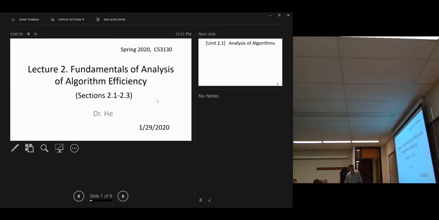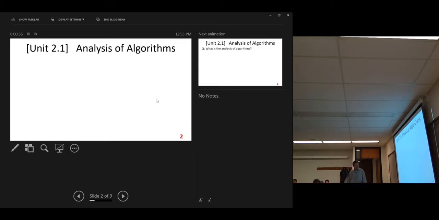Title: Fundamentals of Analysis of Algorithm Efficiency. A lot of concepts we need to learn and some methods we need to use in this lecture.